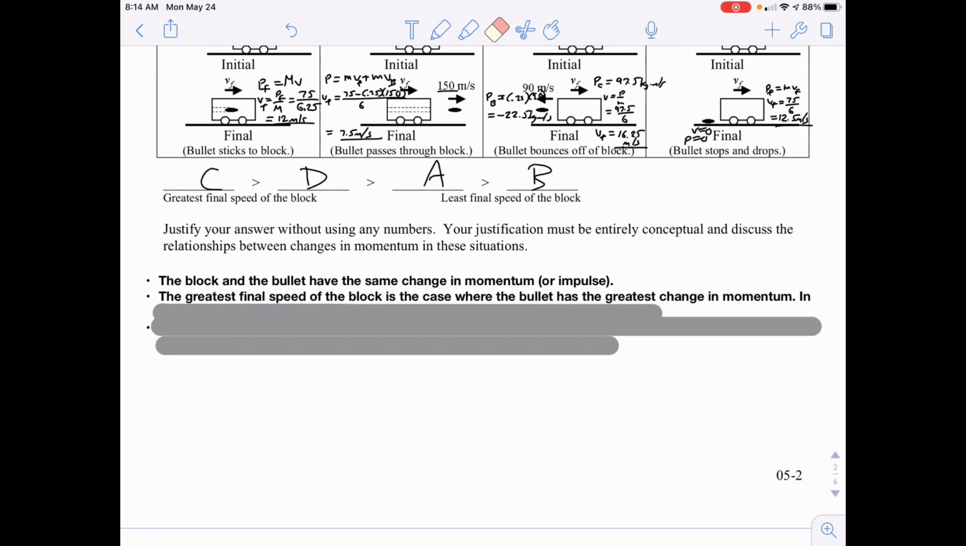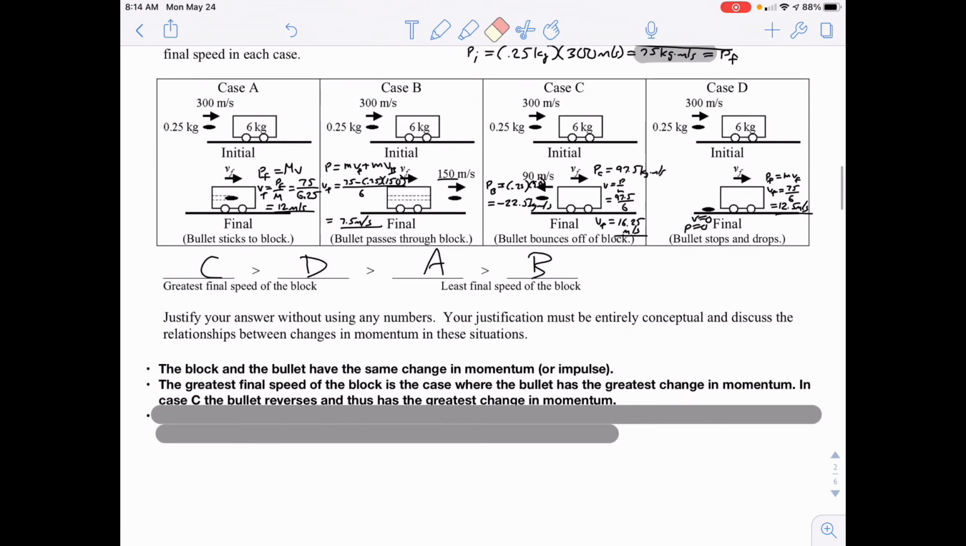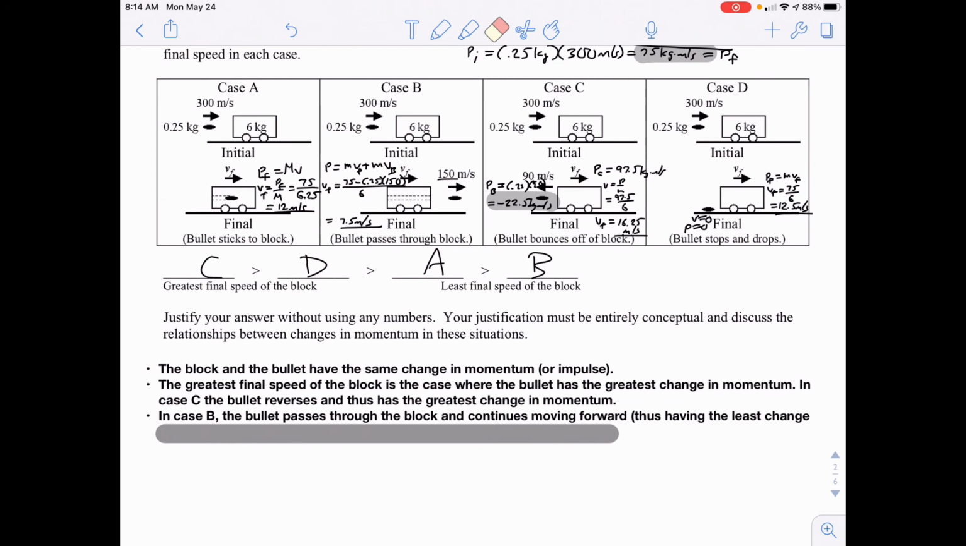The greatest final speed of the block is the case where the bullet has the greatest change in momentum. And this is seen in case C. So if you look at case C, it starts with a momentum of 75 kilogram meters per second. But because the bullet reverses direction in case C, it ends with a negative momentum. So it went from 75 to negative 22.5. That's a change of 97.5 kilogram meters per second. That is the greatest change in momentum of the bullet.